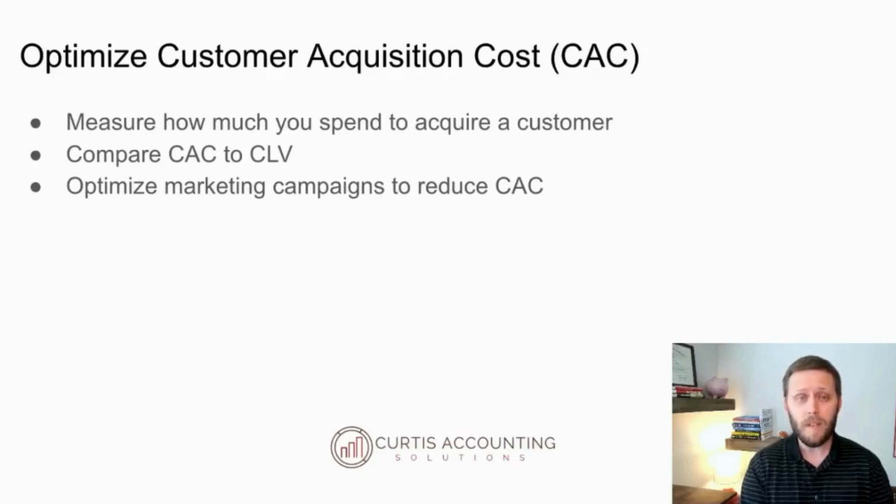If you spend $50 to acquire a customer, but their lifetime value is only $75, your margins are going to be really, really tight. Ideally, you want your CLV to be 3 to 5 times your CAC to ensure long-term profitability. So a client of mine was spending $60 per customer, and most of that was on Facebook ads, but their customer lifetime value was only $100.